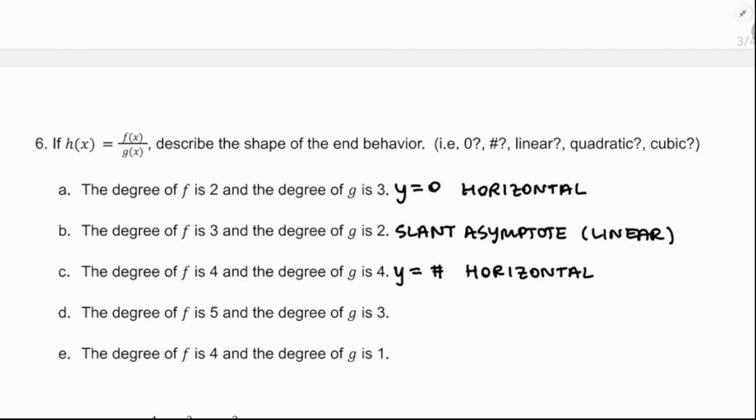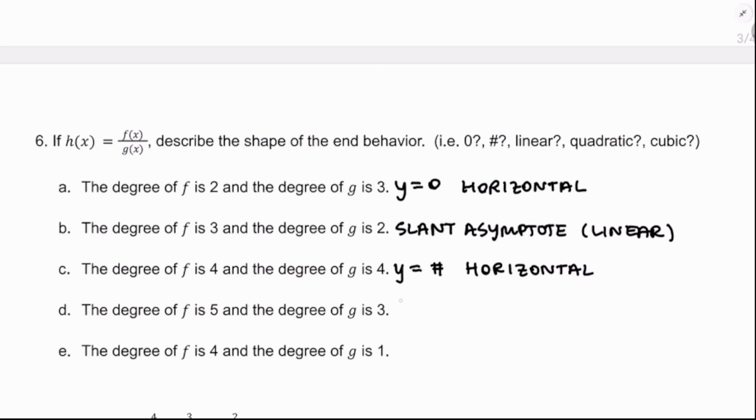Then the degree of f is 5 and the degree of g is 3. So we're bigger on top by 2 now. That's going to be a parabolic asymptote, which is like quadratic in behavior.